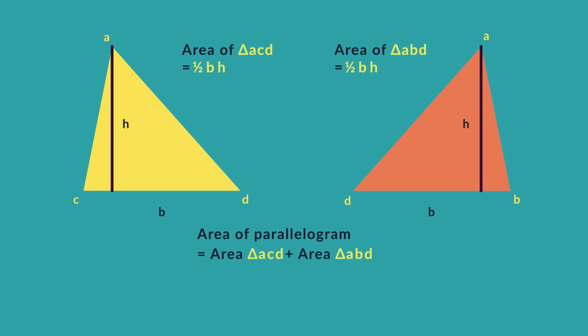What happens if we add these two together? 2 times half BH gives us BH, and this is how we work out the area of any parallelogram: base times perpendicular height.